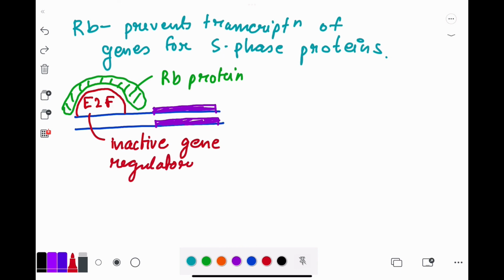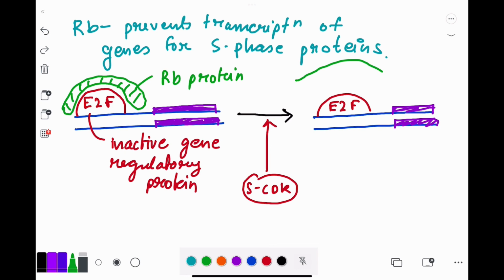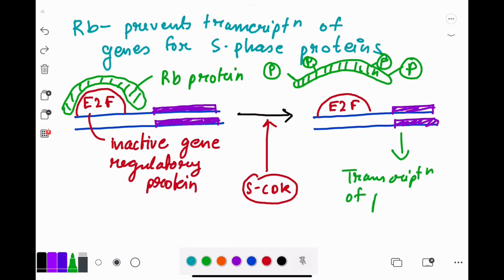mRNA cannot be synthesized. This is the inactive state; E2F is an inactive gene regulatory protein. Now S-cyclin CDK comes and phosphorylates the retinoblastoma. This is again the gene that needs to be transcribed and translated, this is E2F, and this is retinoblastoma. Now see, once it is phosphorylated, the retinoblastoma detaches from E2F, and therefore gene transcription and translation can proceed, and the cell will move from G1 to S phase.